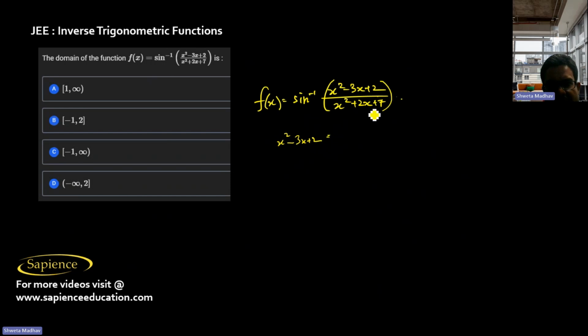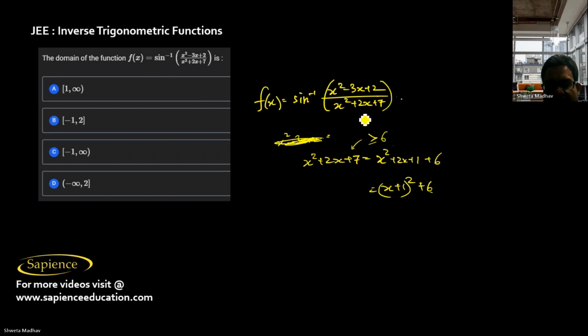This we can write. Now the thing is x square plus 2x plus 7, we can write it as x square plus 2x plus 1 plus 6. So this will be (x plus 1) whole square plus 6. So it means this value is always more than or equal to 6. Now it means this value, x square minus 3x plus 2 by x square plus 2x plus 7, should be from minus 1 to plus 1.